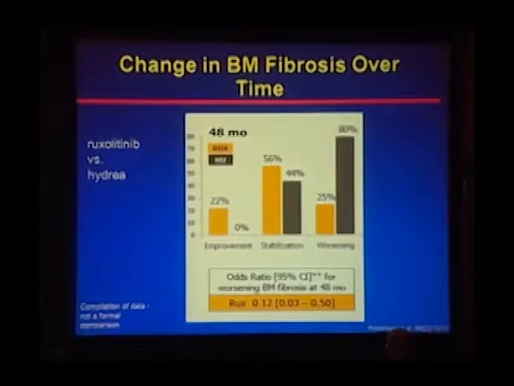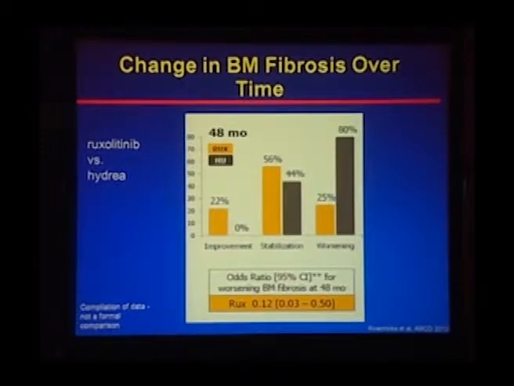Now, are there any other benefits? This is something that is coming along, and you will see this with other JAK inhibitors as well. This is a comparison observational study between patients that were treated with ruxolitinib versus hydroxyurea, a chemotherapy that is commonly given to patients with enlarged spleen. After 48 months of therapy, not a randomized study, just 2 different groups of patients on 2 different continents, actually looking at the fibrosis in the bone marrow.